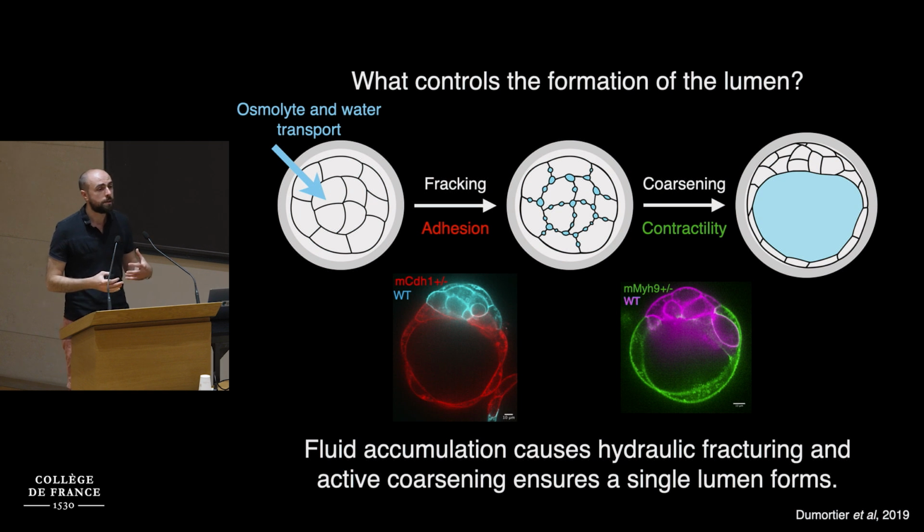And so what we could see is that physical properties of the tissue are sufficient to direct the position of the fluid. And so what we conclude is that fluid accumulation causes this hydraulic fracturing of the cell-cell contact, and this is followed by an active process of the cells pushing on the fluid to coarsen this network of water pockets to ensure that a single lumen forms.